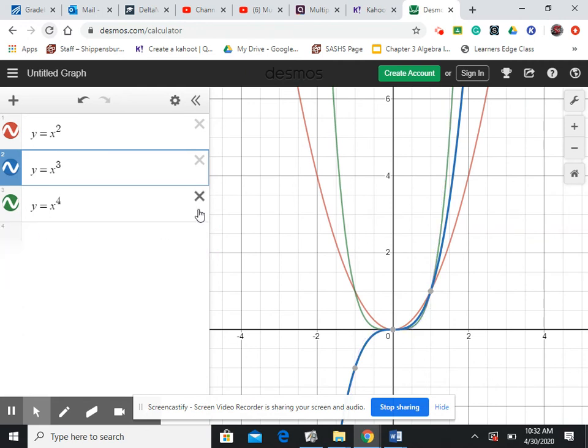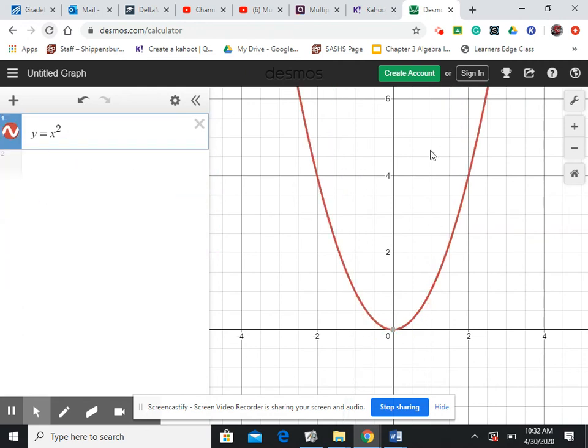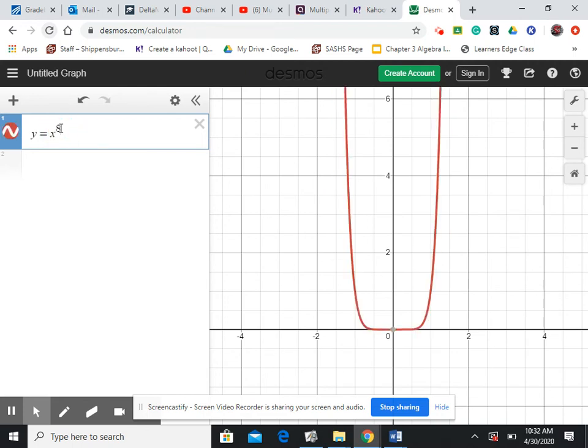The even degreed functions, what do you notice about their end behavior? So look at this one. They both go up, right? About 4, both go up. About 6, both go up. About 8, both go up, right? So I can keep doing this, but it's going to be the same thing.